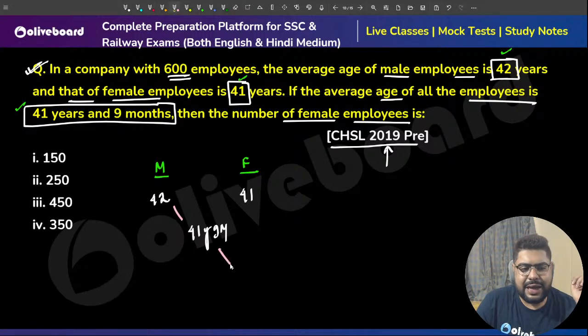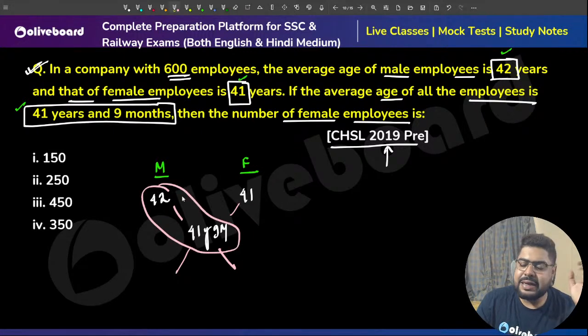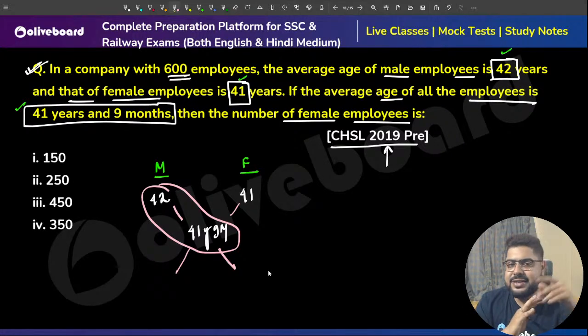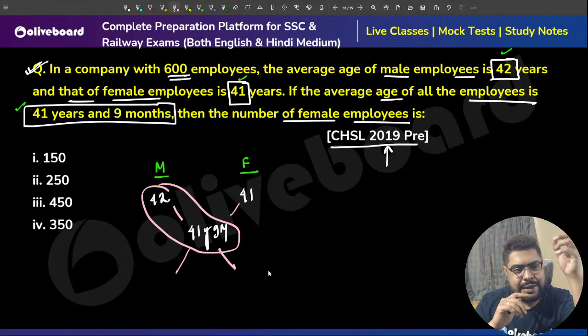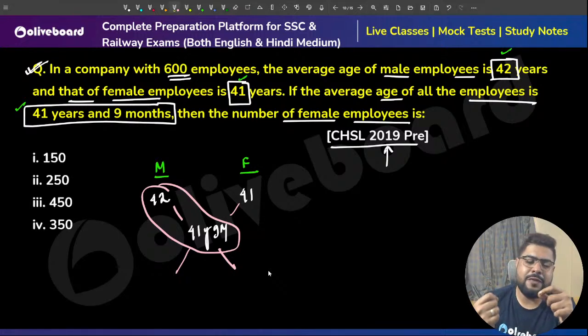Why, sir? I'll just take the positive differences, and the resultant will be a ratio. So as long as the unit is the same, I don't need to care about the unit. I just need to make sure the unit is the same. It must not be different. If it is in years, both the units should be in years. If it is in months, both the units should be in months. That's all I need to do.